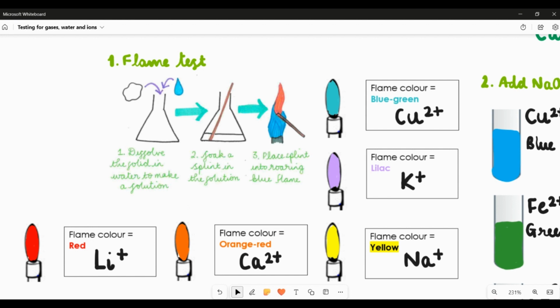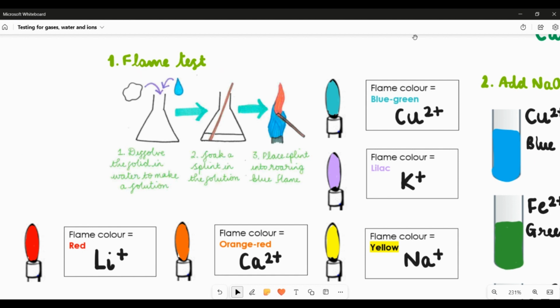Here are 5 different flame colours that you'll need to know. So we've got red flame for lithium, an orange-red flame for calcium, a yellow flame for sodium, a lilac flame for potassium, and a blue-green flame for the copper ions being present. Now, if you do a flame test and you don't see one of these 5 distinctive colours, that would suggest that none of those 5 cations are present. We then need to do another test to identify what the cation might be.